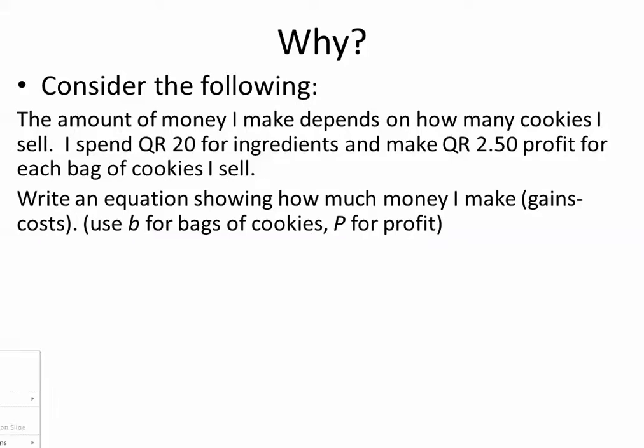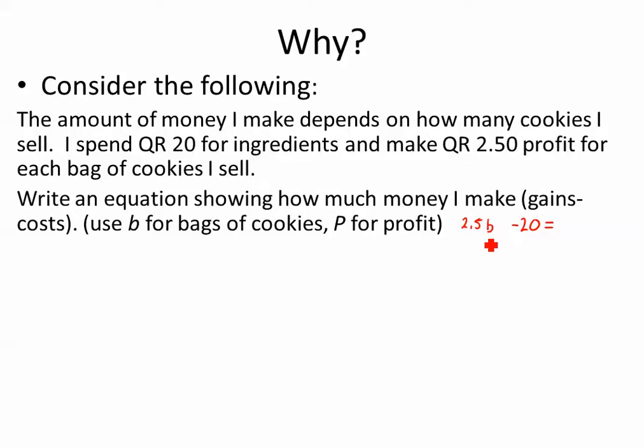Alright, so we'll pull out our little pen here and we'll say, okay, no matter what, I've got to spend 20 Riyals, which means I'm going to need to subtract 20. That's my cost. Now I need to figure out how much I gain. Well, I gain $2.50 for each bag of cookies I sell. So that's 2.5, and you can just do 2.5. If you want to do 2.50, that's fine. But this is fine, 2.5. And then that's going to be multiplied times the number of bags.